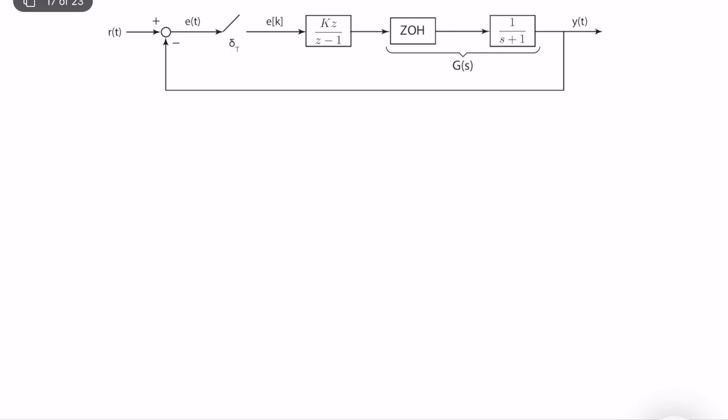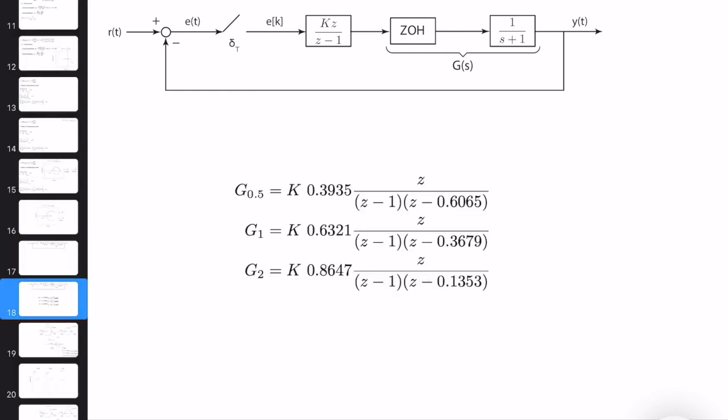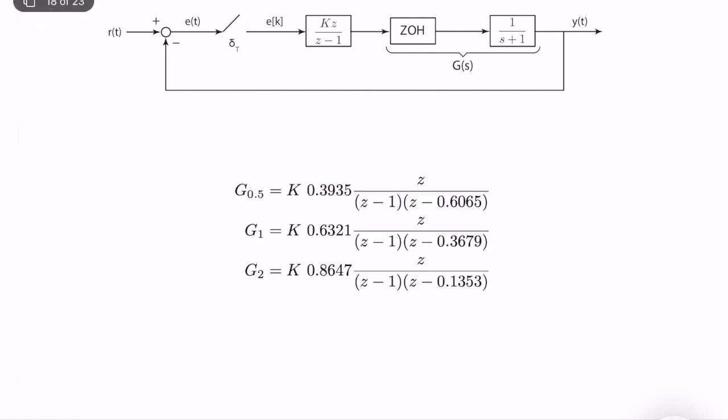The idea is analyzing the Root-Locus behavior of this system for T equal to 0.5 seconds, T equal to 1 second, and T equal to 2 seconds, and we will try to understand what changed or what doesn't change when we change the sampling time. If we discretize G(s) and then find the open-loop transfer function, we will see that they are equal to G0.5, G1, and G2.